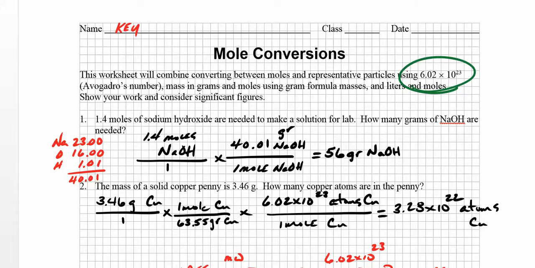Let's take a look at number 1. It says 1.4 moles of sodium hydroxide are needed to make a solution for a lab. How many grams of sodium hydroxide are needed?